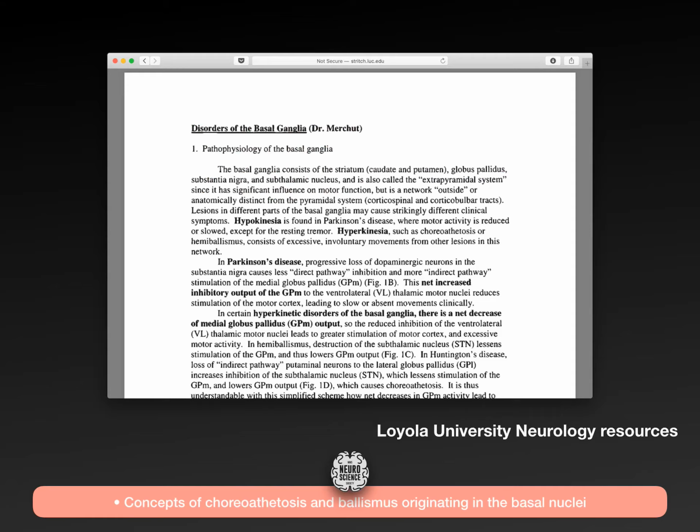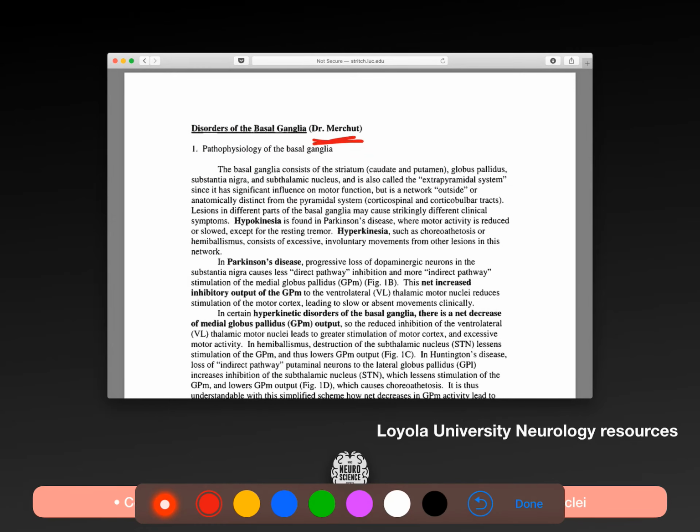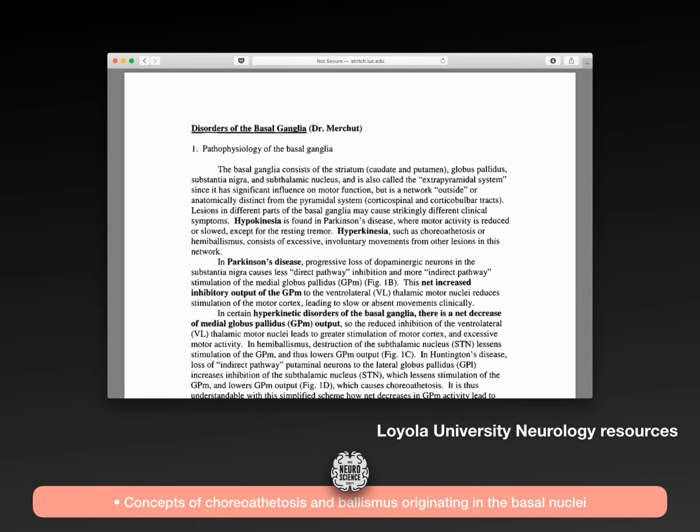Loyola University did a very good neurology primer, so if you Google Loyola University Disorders of Basal Ganglia by Dr. Merschet here, there's a few little pages there if you want to know a little bit more about it.